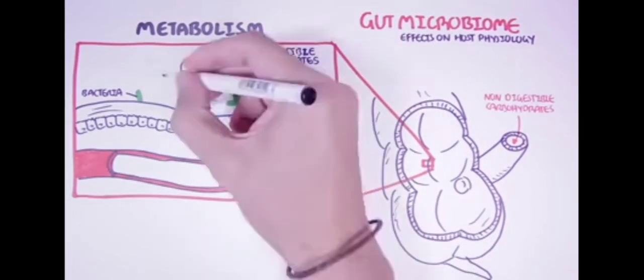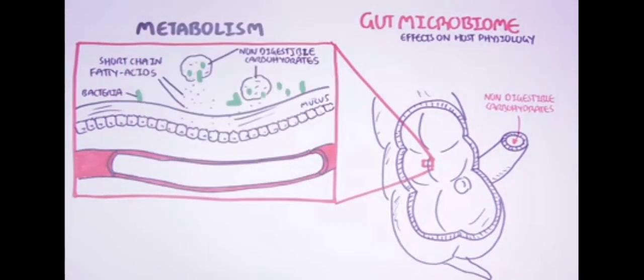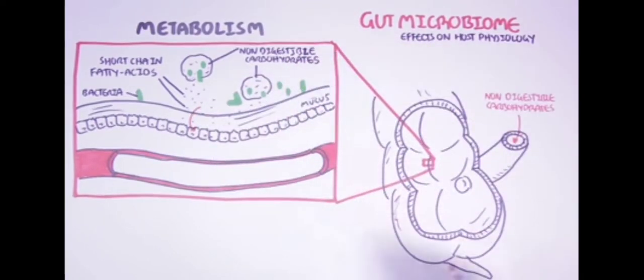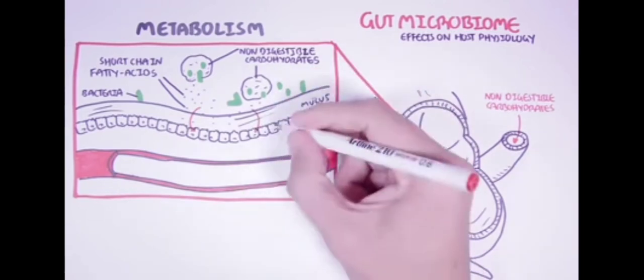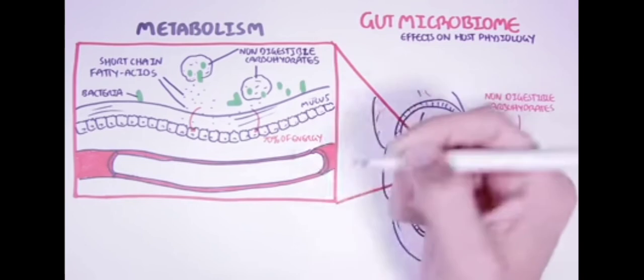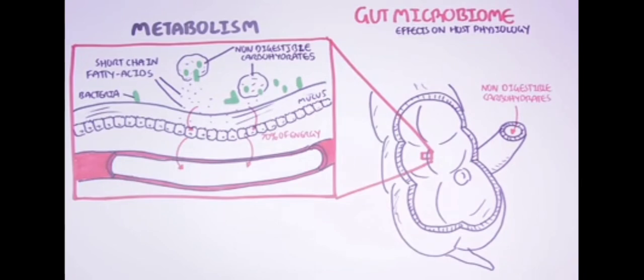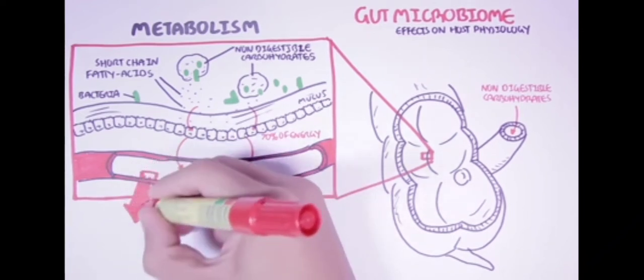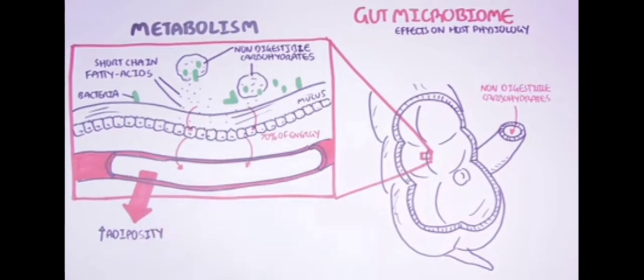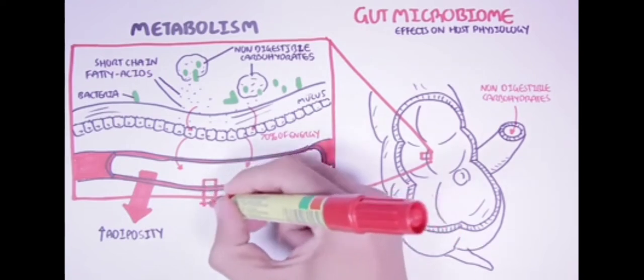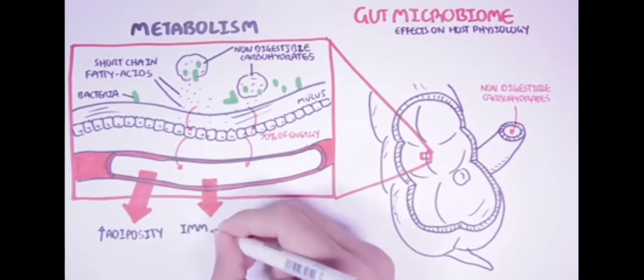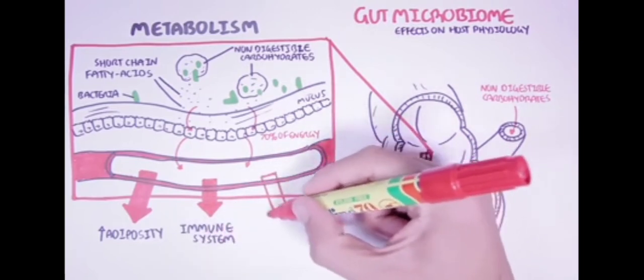Through this fermentation process, the bacteria will produce a byproduct, a substance known as short-chain fatty acids. Some of these short-chain fatty acids, such as butyrate, are used as energy by the colon cells. Up to 70% of the energy used by colon cells comes from short-chain fatty acids. Short-chain fatty acids that are absorbed into the blood can have other effects around the body. There is some evidence that short-chain fatty acids will influence adiposity by increasing lipogenesis. Short-chain fatty acids have also been shown to influence the immune system in many ways, as well as to play a key role in the health of colon cells.